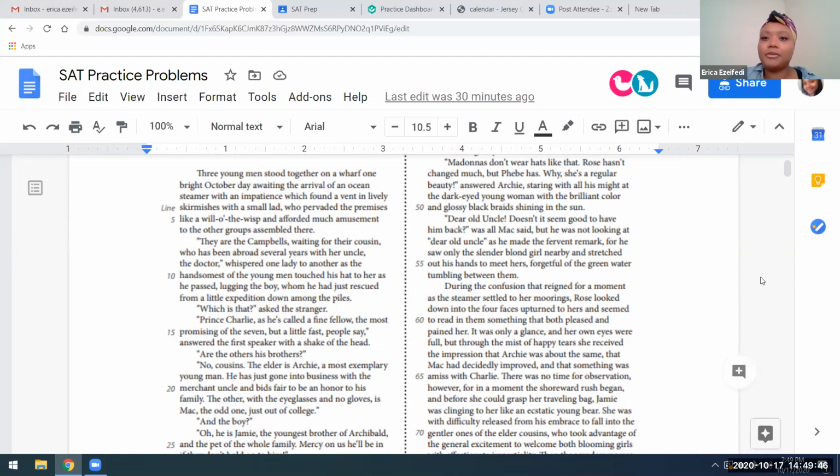It says, "Dear old uncle, doesn't it seem good to have him back?" was all Mac could say, but he was not looking at dear old uncle as he made the fervent remark, for he saw only the slender blonde girl nearby and stretched out his hand to meet hers, forgetful of the green water tumbling between them. So it's asking what this paragraph is showing you.